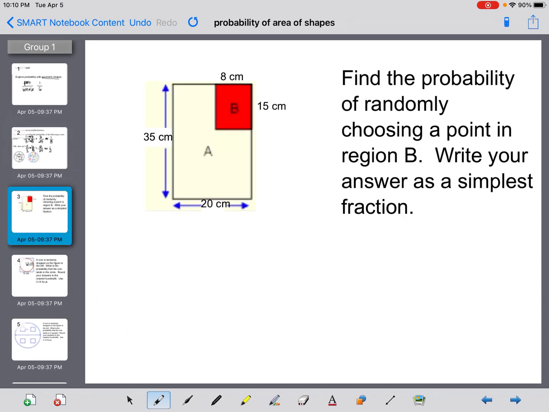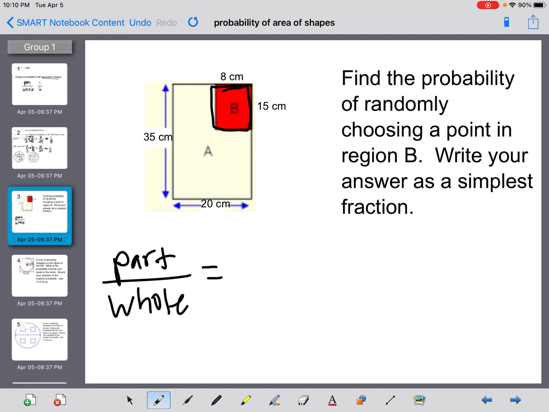The shapes part has to do with area that we've practiced the past couple days, 3 I think. So find the probability of randomly choosing a point in region B. The part I want over the whole shape. The part I want is the red B. It's a rectangle. The whole shape, also a rectangle, just a bigger one.